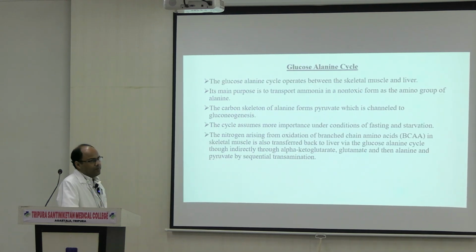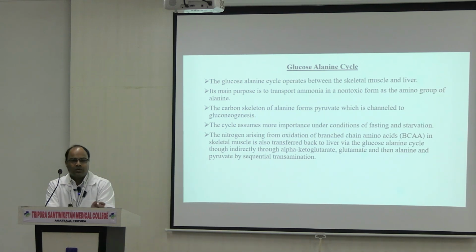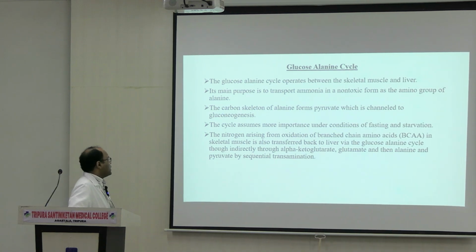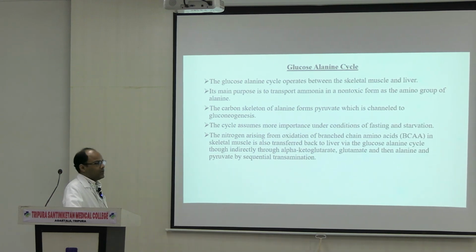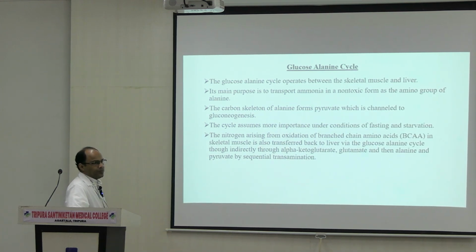The glucose-alanine cycle can come in your short note question. Please note it down. The glucose-alanine cycle operates between skeletal muscle and liver. The main purpose is to transport ammonia, because ammonia is highly toxic. It damages the brain, especially nerve tissue. So we need to remove it from our body.